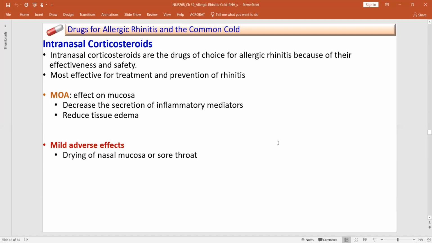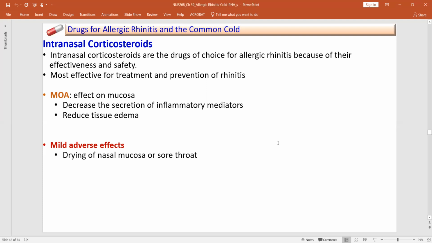All these agents are the nasal corticosteroids, steroids given intranasally like Flonase. This drug is administered through metered-dose spray devices, and the peak response to taking these drugs will be evident in 1 up to 3 weeks.